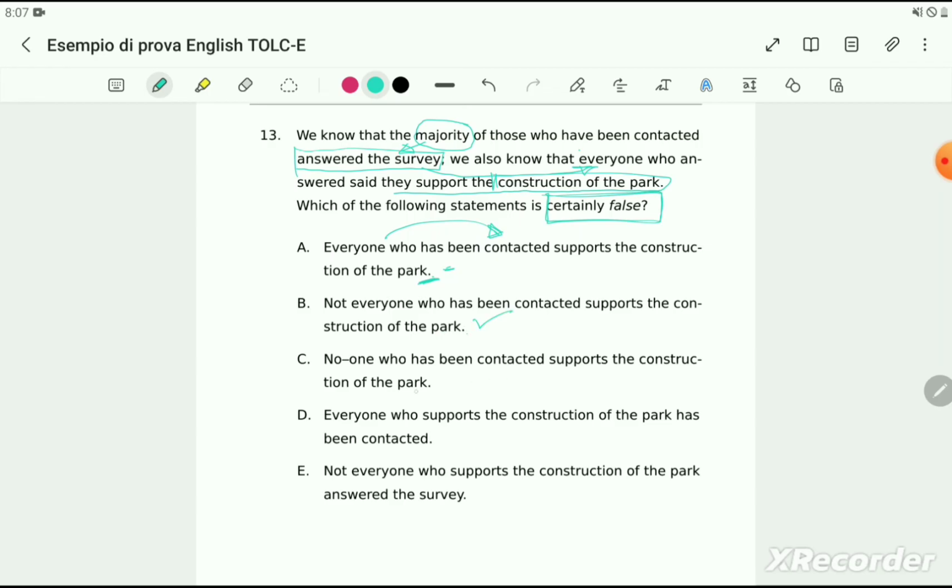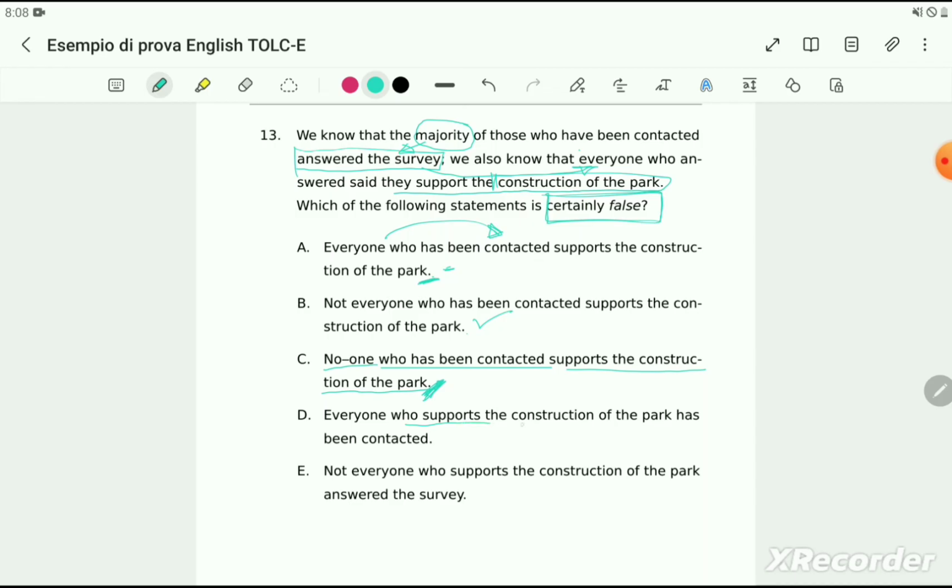This is right. No one who has been contacted supports the construction of the park. No one who has been contacted supports the construction of the park. So do you think it could be the answer? This could be the answer too, right? Because this looks false. No one who has been contacted. Someone, of course, supported the construction of the park. So this could be the answer too.